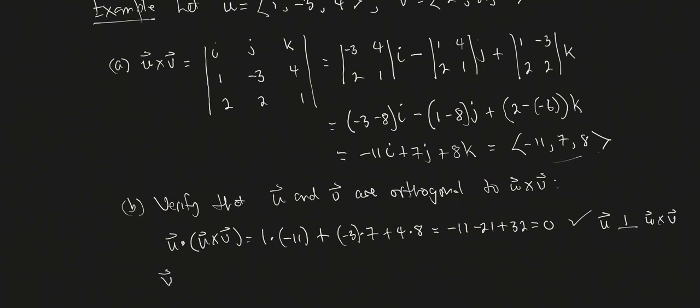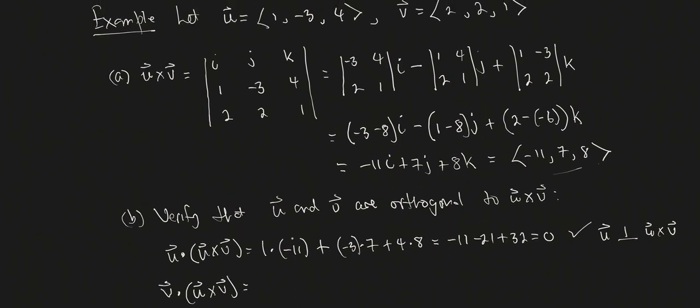And then if we do the same thing with v dot this, it's basically the same kind of calculations that we did in the formal proof. Now just use the components of v for the dot product. So take 2 times negative 11 there, and then plus 2 times 7 plus 1 times 8. And then we're going to end up with negative 22 plus 14 plus 8, and there again, everything cancels out.